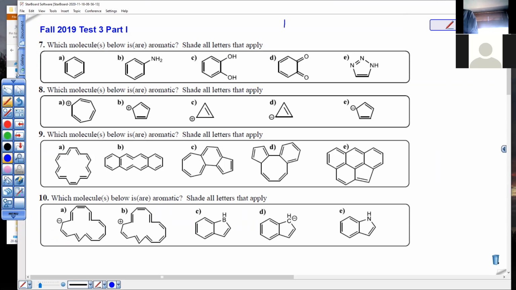We have to have the right number of pi electrons. 4n plus 2 pi electrons. Thought I was typing and I was going to change the font.